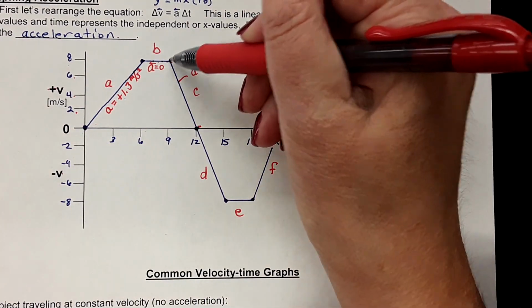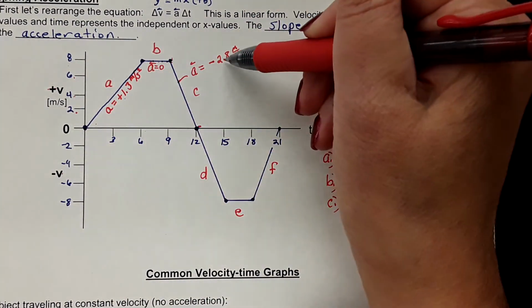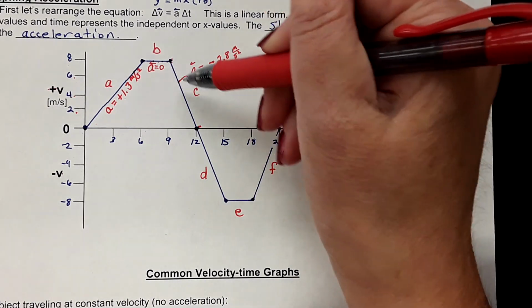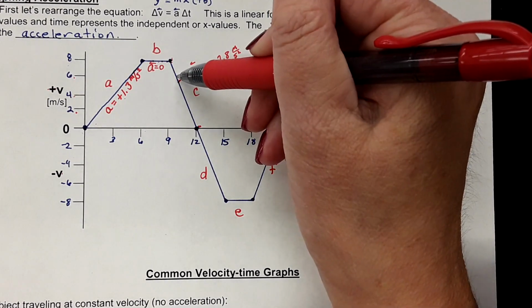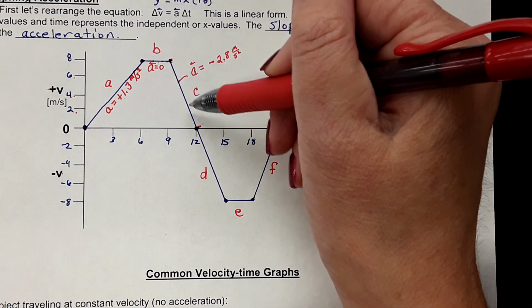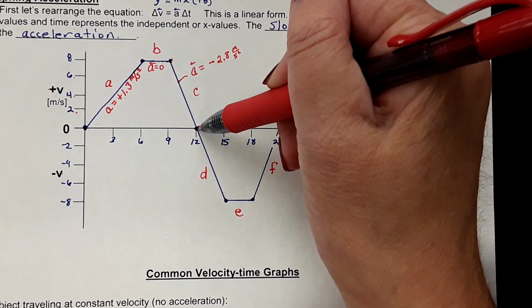That means every second you are going to subtract 2.8 from whatever the velocity is on the y-axis. So right here we started at 8. For 1 second, we subtract 2.8. Then the next second, we subtract another 2.8, then another 2.8, then another 2.8, until we stop.